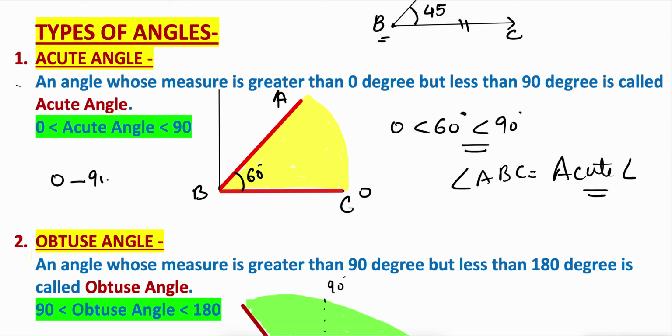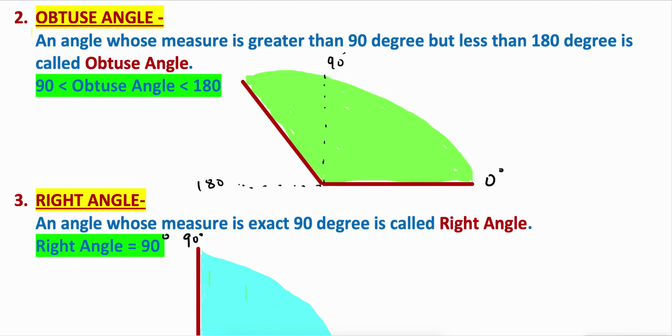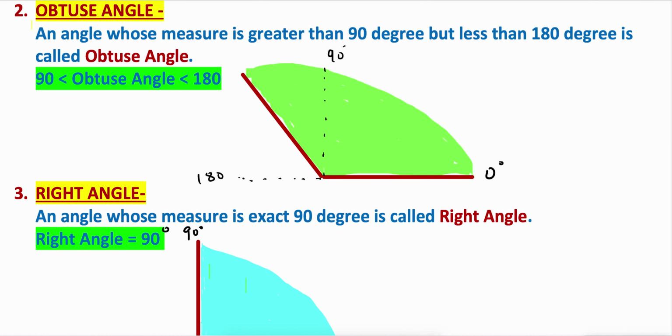For an obtuse angle, an angle whose measure is greater than 90 degrees but less than 180 degrees. So for an obtuse angle, this is angle A, B, C. Suppose this angle is 110 degrees. If it is 0 to 90, in between it is acute, but here it is more than 90 and less than 180. So this is the obtuse angle. So an obtuse angle is between 90 and 180 degrees, which is greater than 90 but less than 180 degrees.